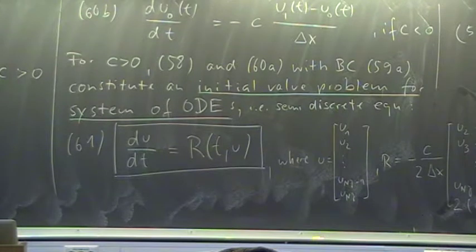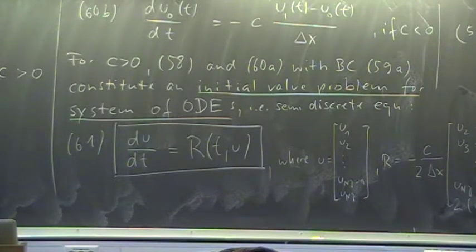So that is step 1. Do discretization in space and get by that the semi-discrete equation, which is a system of ordinary differential equations. So step 2 is to solve this. Now we choose our favorite method to solve that, and that is the second step.